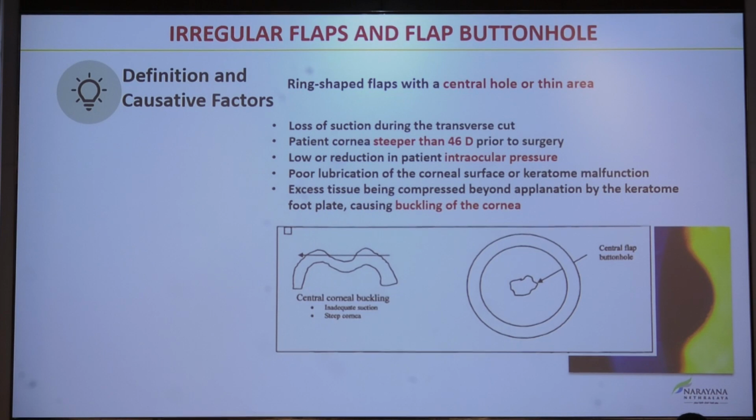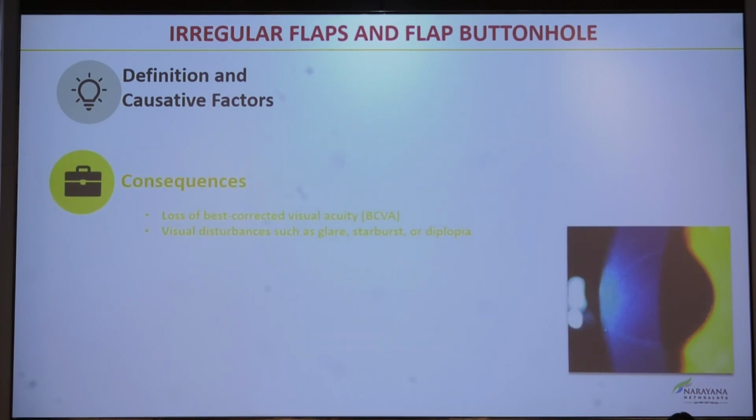Also the poor ocular surface. You may have good suction, but poor lubrication of the corneal surface or keratome malfunction. So anything that is happening at the suction level can cause a flap buttonhole. So why do you have to worry about it? Again, it causes very high visual disturbances because in most cases the buttonholes are in the center. So they're going to be very visually significant.